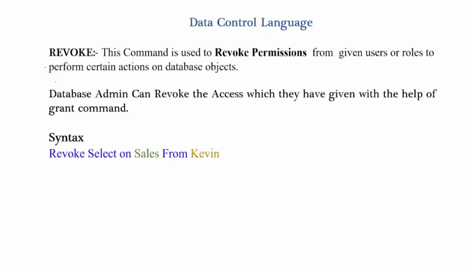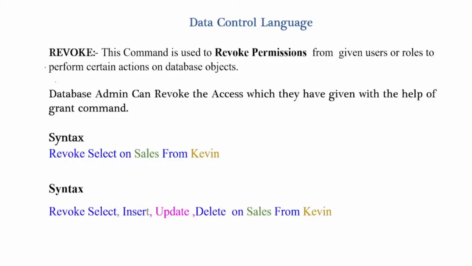And here is the syntax. Revoke select on, then the table name, and here we need to use the from keyword. And after that we need to write the username, which is Kevin here. So under this query we only want to revoke the permission on the select command. If you want to revoke all the permissions like select, insert, delete, you can write this query.